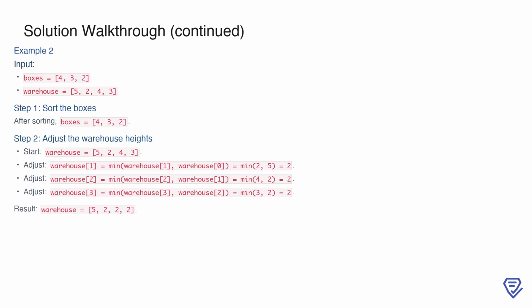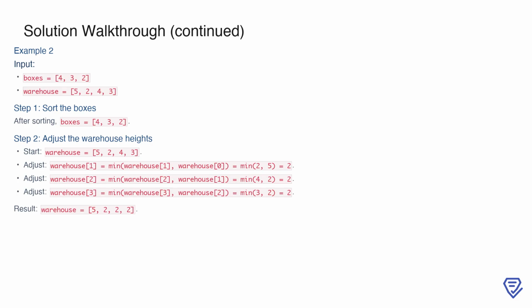In the second example, the input consists of boxes 4, 3, 2, and a warehouse 5, 2, 4, 3. As before, we start by sorting the boxes in descending order, which again results in 4, 3, 2. Next, we adjust the warehouse heights to ensure they are not increasing. Starting with the original warehouse array 5, 2, 4, 3, we modify position 1 to be the minimum of its current height and the previous height, min(2, 5) equals 2.